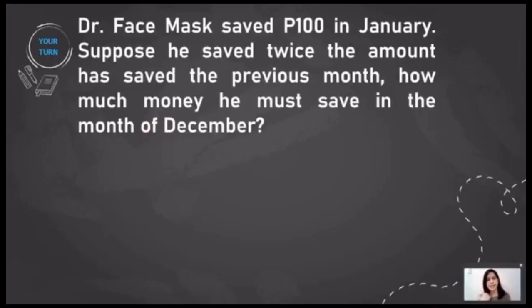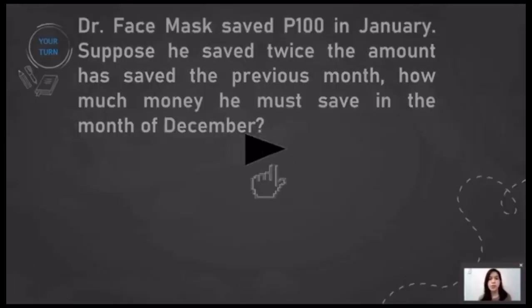Now you try also solving this word problem on geometric sequence. Dr. Face Mask saved 100 pesos in January. Suppose he saved twice the amount he saved the previous month. How much money must he save in the month of December? Okay, now I want you to pause the video first. Once you're done answering this problem, you go back to this and check whether your answer is correct. Alright?